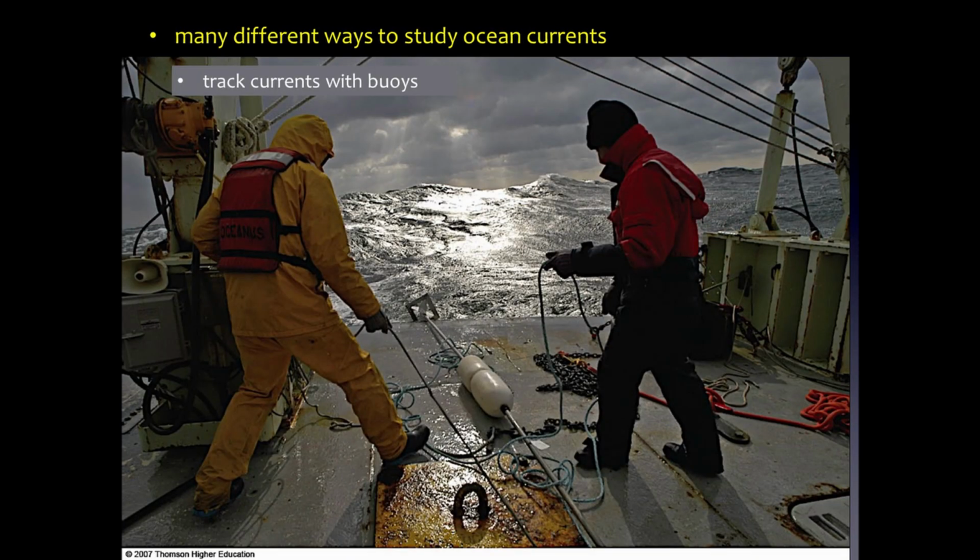We can also use more high-tech methods to study oceans. In this case, we track currents with buoys. Here we see some scientists ready to deploy a buoy into the waters. It's designed to float in the water and drifts with the current. It usually has a transmitter, which transmits information about its location, maybe the water temperature and the salinity of the water, to a satellite, and then this information is relayed back to an office somewhere on Earth.